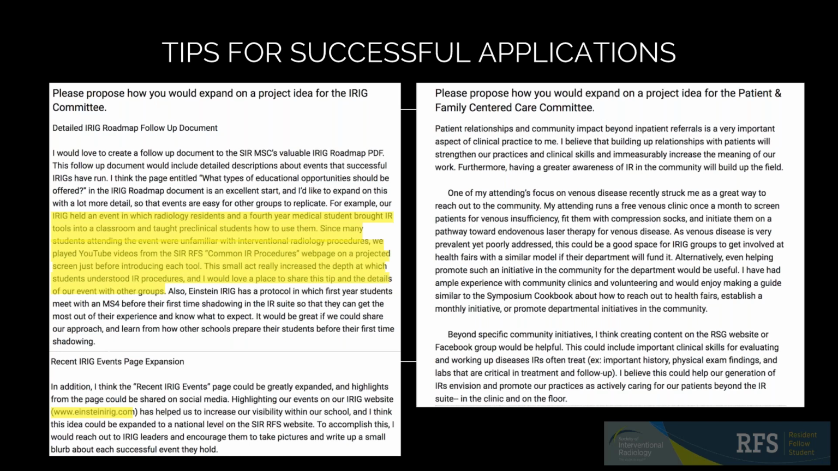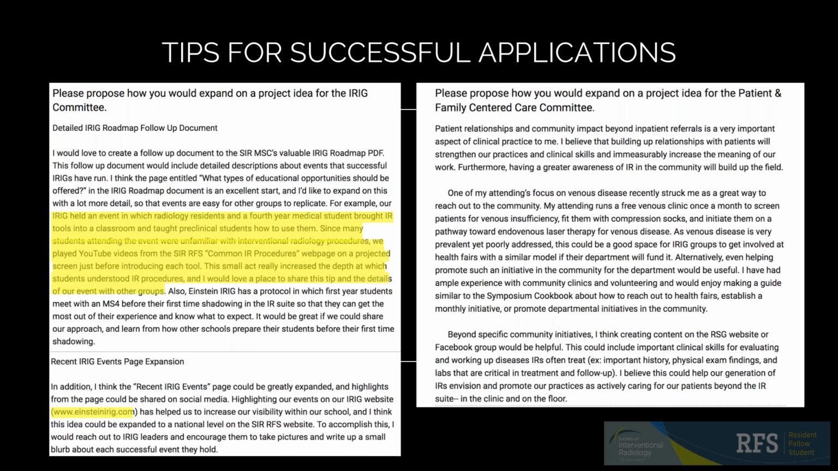What I really liked about this example is that the person who wrote this answer went through our website and looked at the resources that we currently had, and she expanded on it. What I really appreciate about this answer is that she did look at our website and try to go through and see what we had and get a sense of the council.